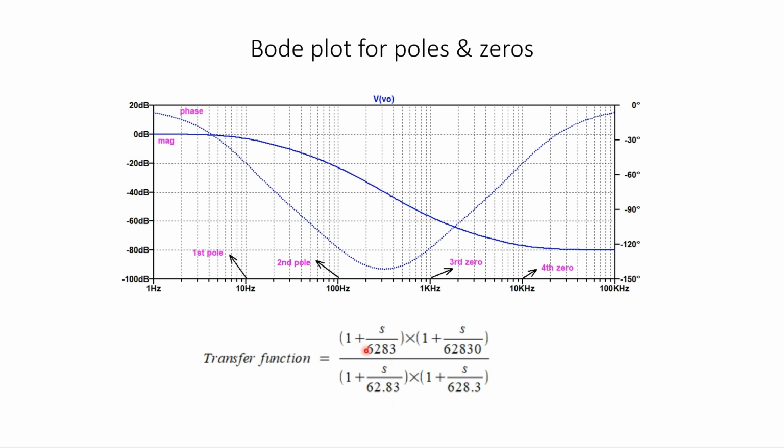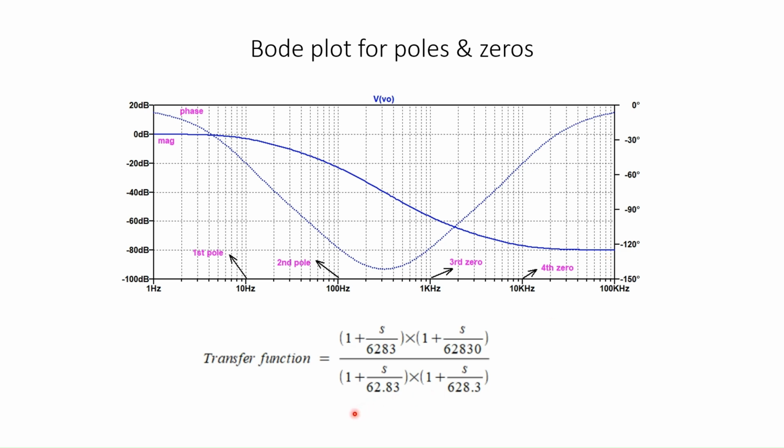And when the frequency crosses 6283, that is 1 kilohertz, now this being a zero, there will be a 20 dB per decade magnitude increase. So the net slope will be from minus 40 dB per decade, it will become minus 20 dB per decade. After crossing this zero, another 20 dB per decade magnitude increase, so the net is constant magnitude.